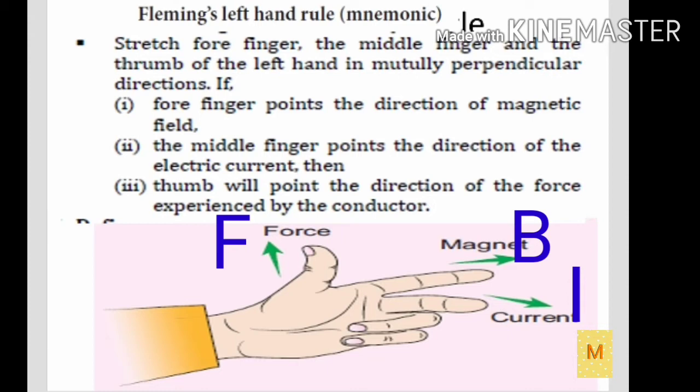Once again I repeat, when the forefinger, the middle finger and the thumb of the left hand are kept mutually perpendicular to each other, if the forefinger points in the direction of magnetic field, the middle finger points in the direction of electric current, then the thumb will point in the direction of force which is experienced by the conductor. This is Fleming's left hand rule.